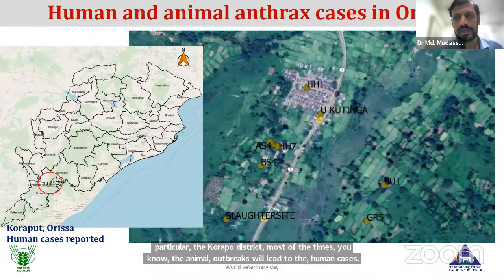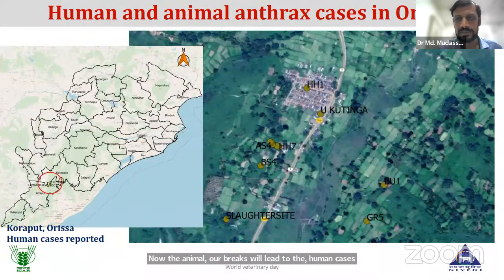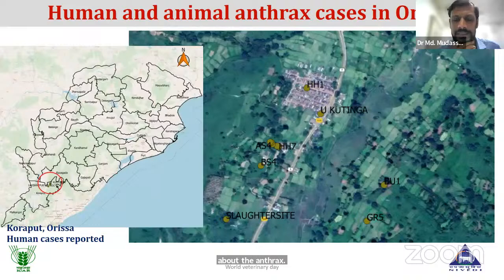Important point in terms of seeing how diseases can be transmitted from animals to humans. And Professor Christopher also explained in detail about anthrax. I'll just briefly tell how this particular case of anthrax in Orissa was reported and how we investigated.